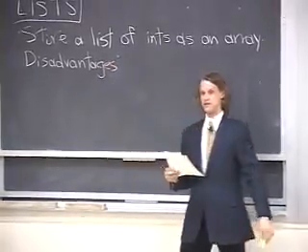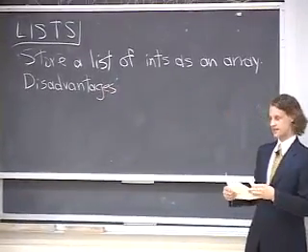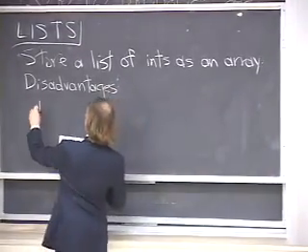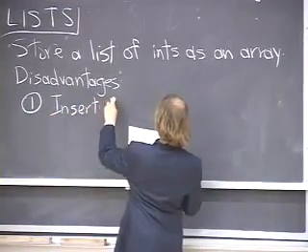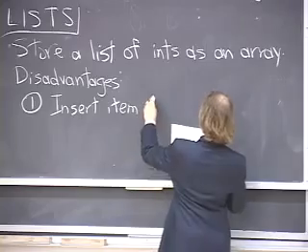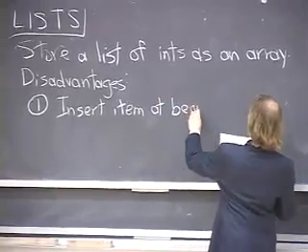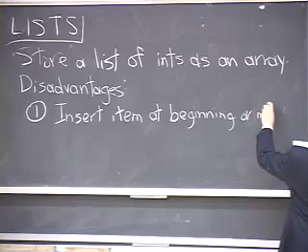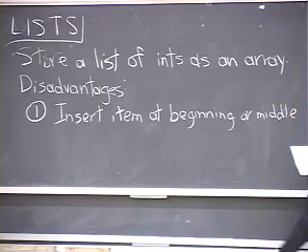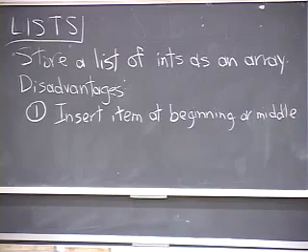So here are the disadvantages of array-based lists. First of all, suppose you want to insert an item at the beginning of a list or in the middle of a list. Well, if it's your shopping list, why would you want to do this? Maybe you don't care. You can just add items to the end.